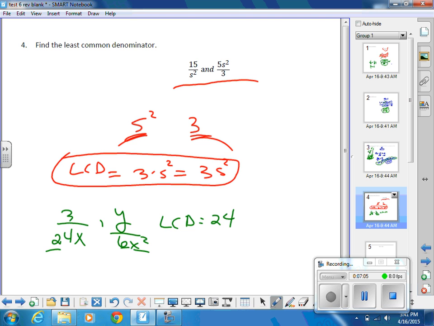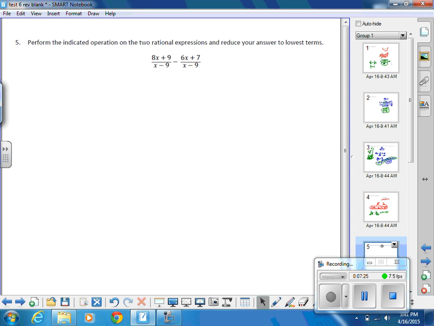So again, least common denominator is least common multiple. So if you have something that goes into something, like 6 goes into 24, you pick that number, the 24. And you have x and x squared, you're going to have to pick x squared, all right? You got to find what they need to get to, not what they already have. All right. Let's look at this next one.